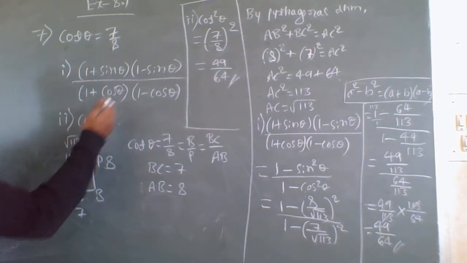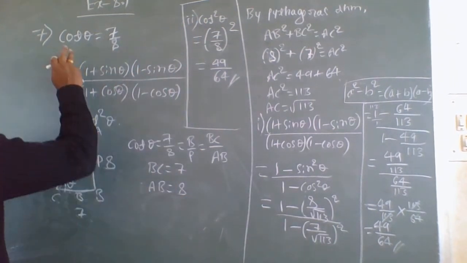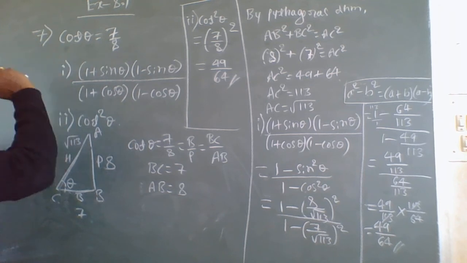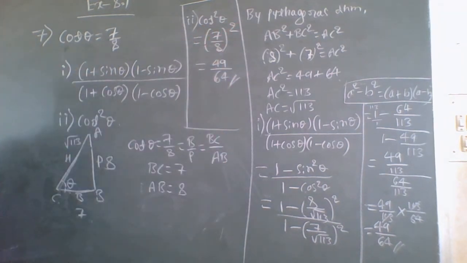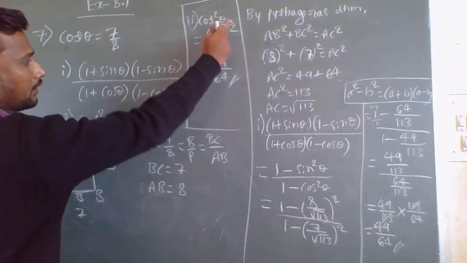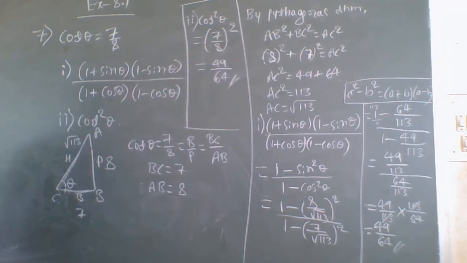And here in the second question they have given cot square theta. So they have given directly that cot theta value is 7 by 8. So cot square theta means 7 by 8 whole square. So 7 into 7 is 49, 8 into 8 is 64. Okay.